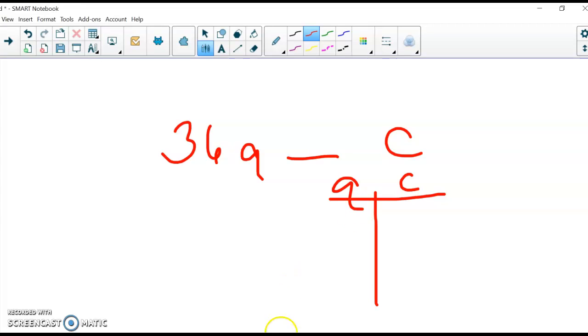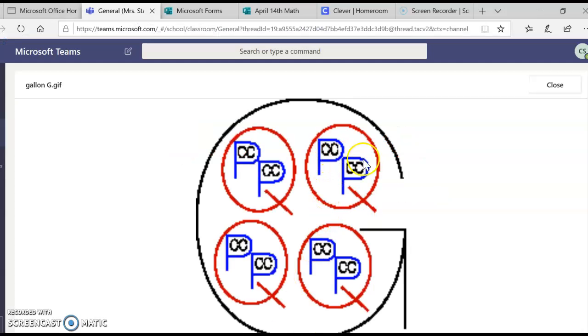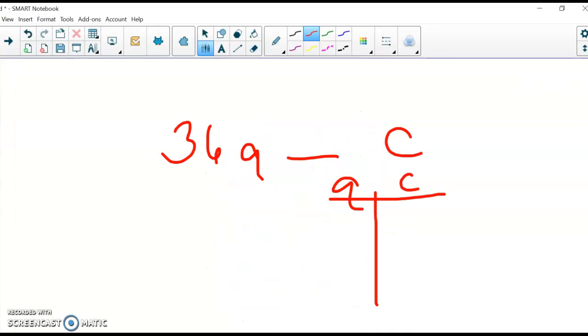let's go back to our little guy just so that you can see. This is 1 quart and you can count there are 4 cups. 4 cups in 1 quart. So if I have 2 quarts, I'm going to have 8 cups, etc., etc.